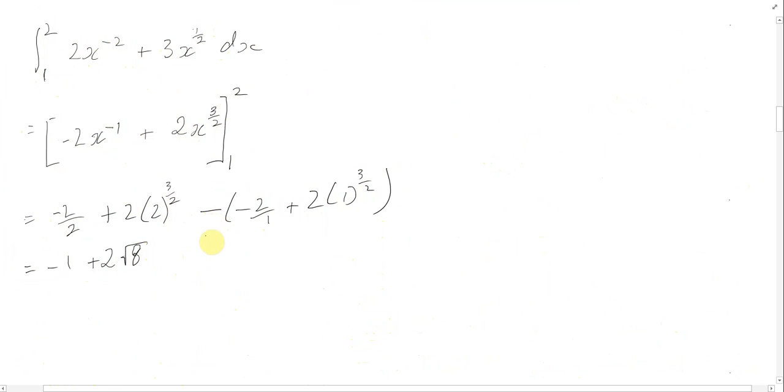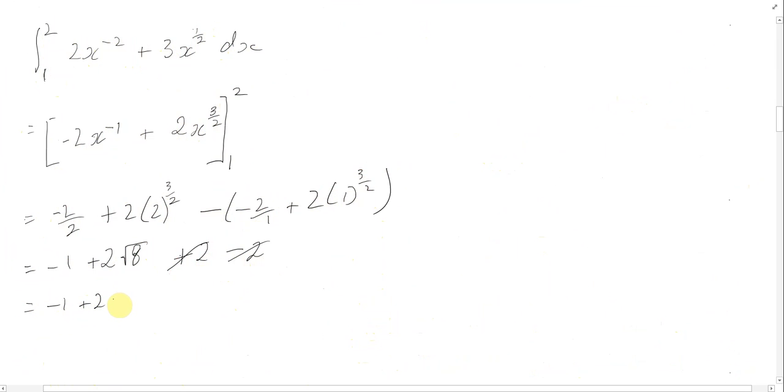Now let's deal with this minus first. So we've got minus and minus is plus. 2 and 1 is just 2. Now minus and a positive is minus. 2 and 1 to the power 3 on 2. 1 to the power anything is just 1. So that's done. And notice that the 2 plus 2 minus 2 cancel out, leaving us with minus 1 plus 2 root 8.